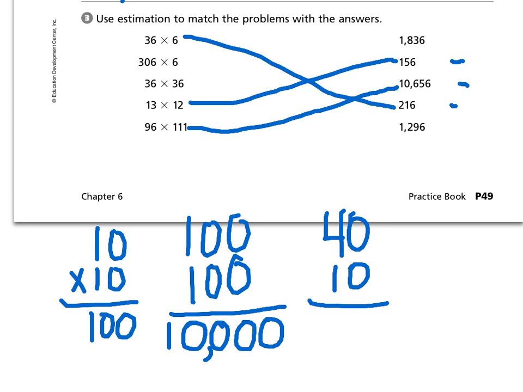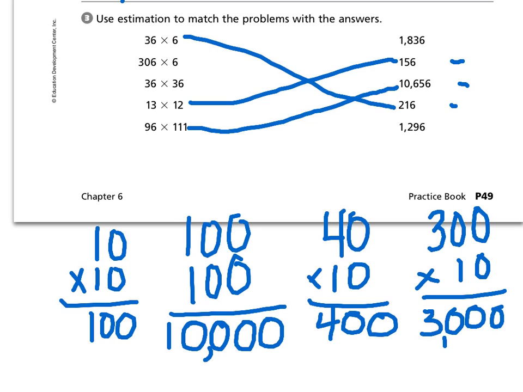You can do front-end estimation and see if you're even close. And I know that 10 times 40 is going to be 400, which is the closest answer that we have left. Let's go ahead and look at 36 times 36 and 306 times 6. So I know 306 would be estimated to 300, and 6 would be estimated to 10, which would give me an answer of 3,000. And then let's do 36 and 36, which I would estimate to 40 and 40.